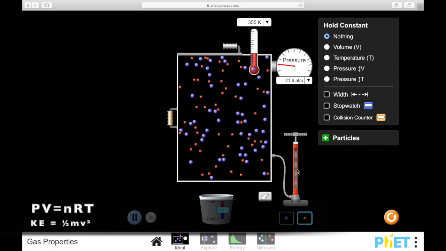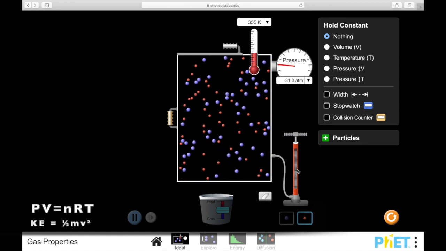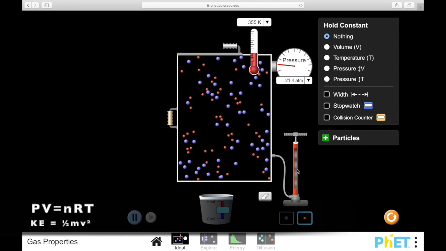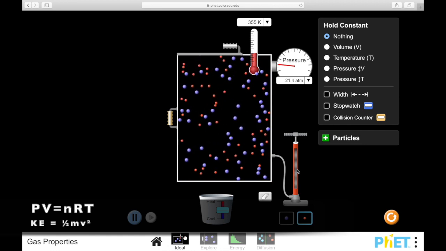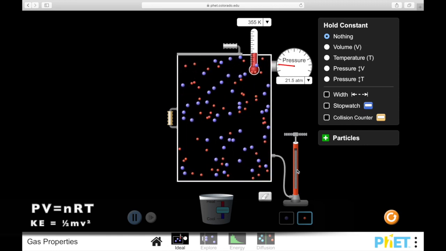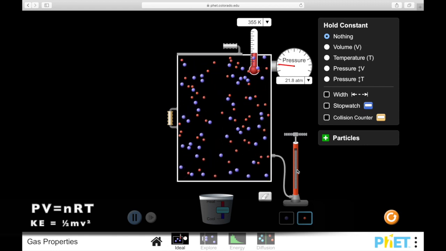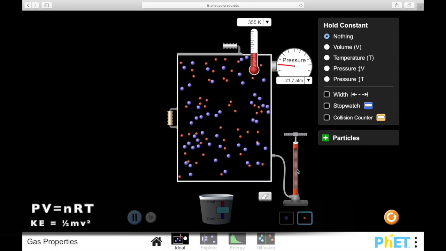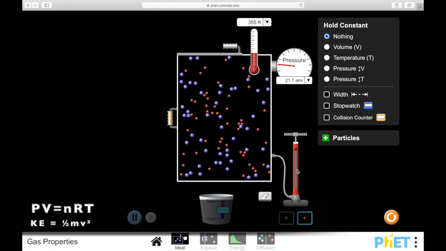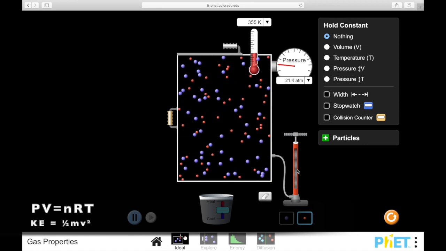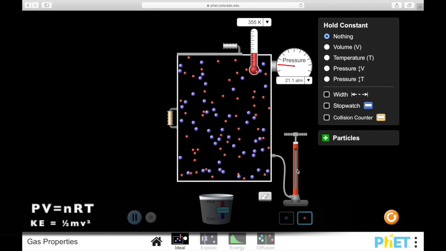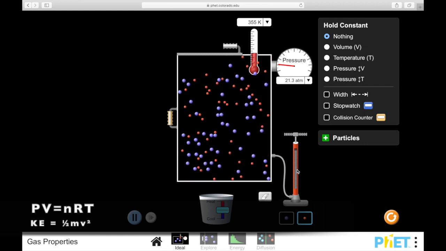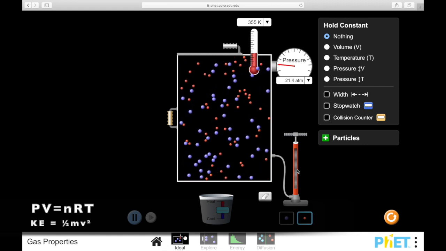And this shouldn't come as too big a surprise, because I'll point out to you that the formula says PV equals nRT. There's no mention of grams. There's no mention of the mass. There's no distinctions made between this gas particle or that gas particle. It's just irrelevant. So all that matters is how many moles you have.